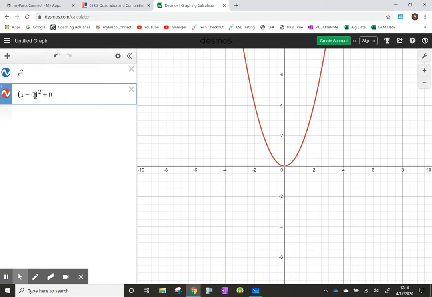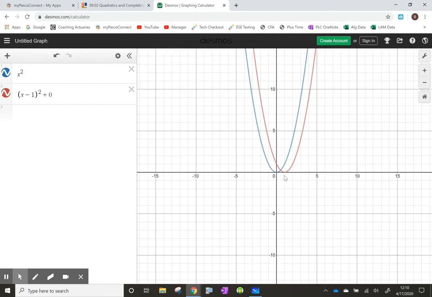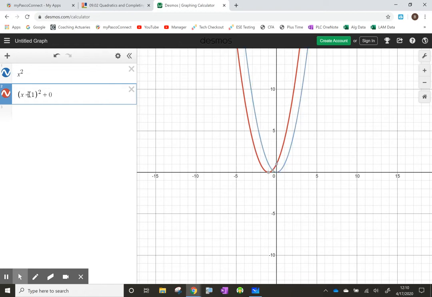But let's say I type in minus 1. You can see that the graph has moved to the right 1. Because remember, a minus 1 moves right 1, whereas if it was plus 1, it would move to the left 1. Okay, so something to keep in mind. And then the k value is its transformation upwards or downwards. So if it's plus 5, the graph is going to move up 5. If it's minus 5, it would move down 5.